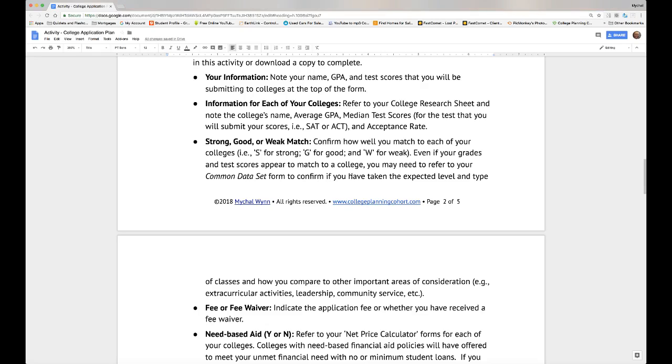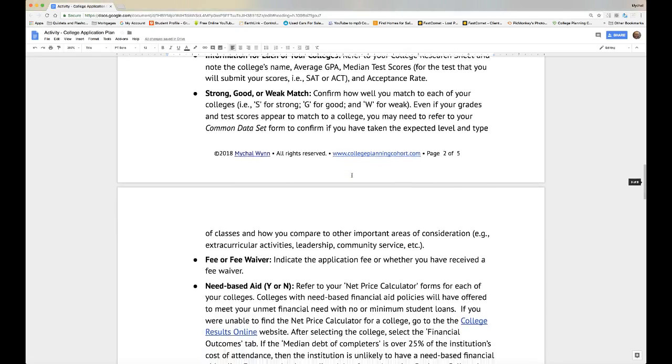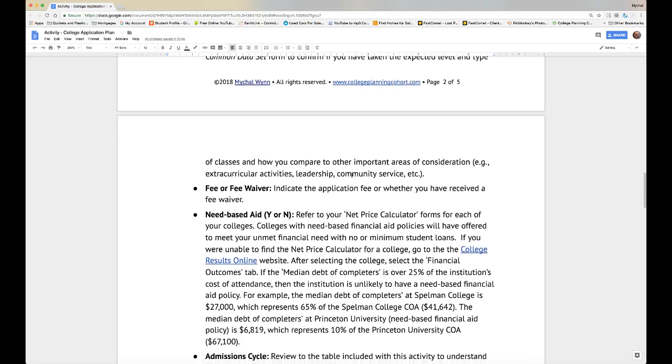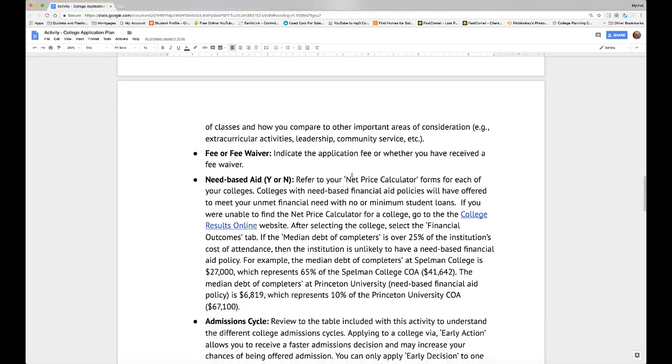Are your test scores lower than the median scores for this particular school? And when we refer to being lower, are your ACT scores more than 2 points lower? Are your SAT scores more than 50 points lower than the median scores for this school? And then fee or fee waiver. Note the application fee for this particular college, or if you've already received a fee waiver from the college or are entitled to a fee waiver.